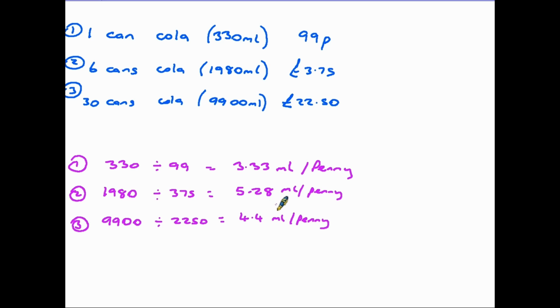So the best value for money in this example is to buy a pack of 6 cans of cola. You are getting the highest amount of cola for the money that you're spending.